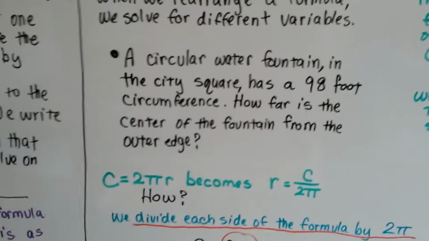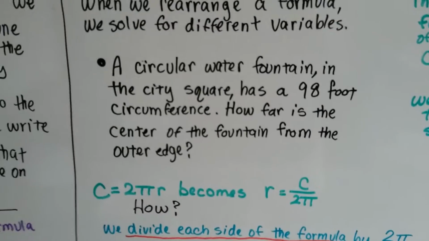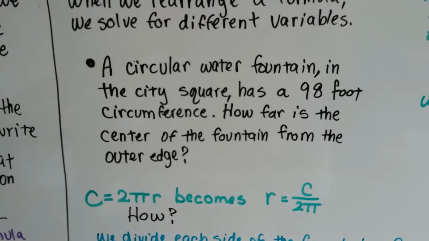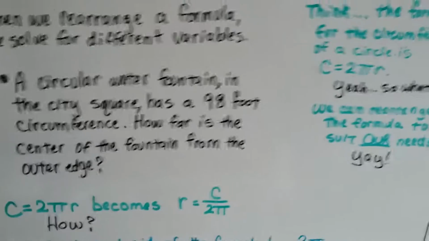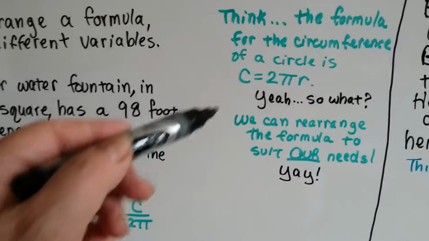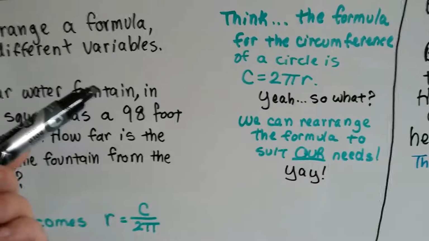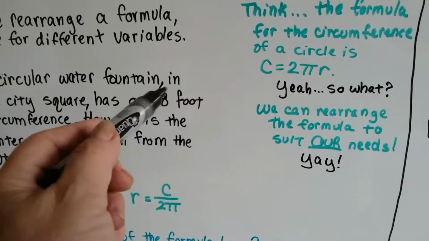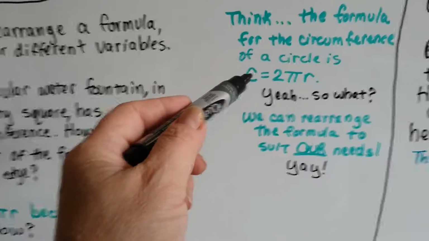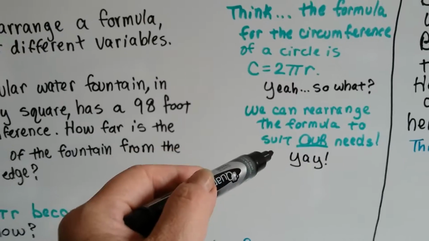Well, a circular water fountain in the city square has a 98-foot circumference. How far is the center of the fountain from the outer edge? All right, well, think. The formula for the circumference of a circle is C equals 2 pi r. Yeah, so what? How is that going to help us? We already know the circumference. Why would we solve for the circumference? Well, we can rearrange the formula to suit our needs.